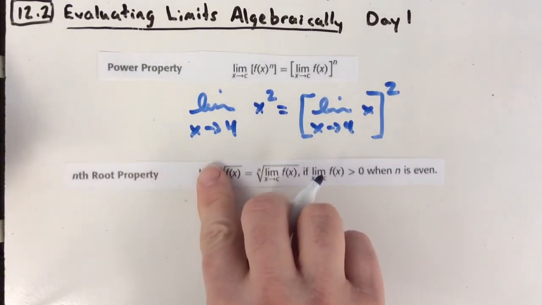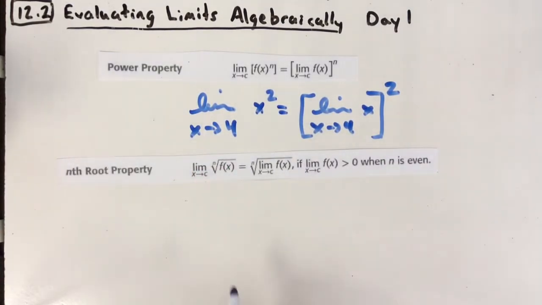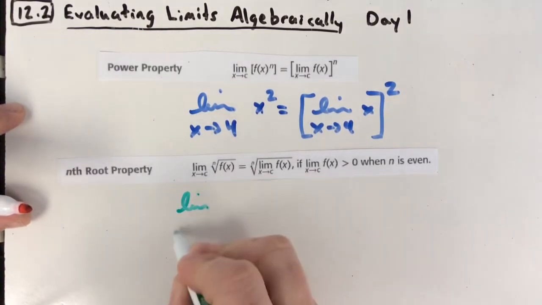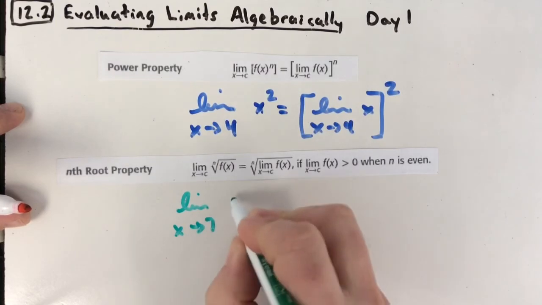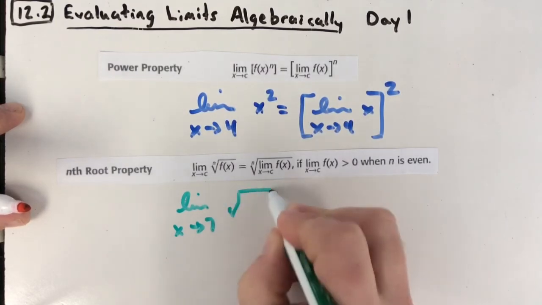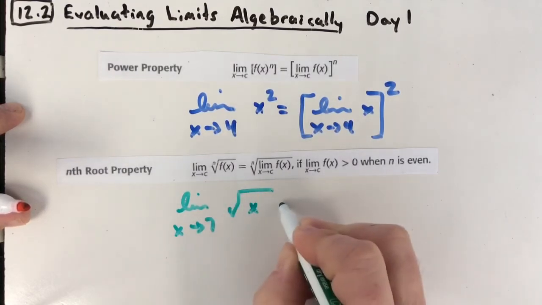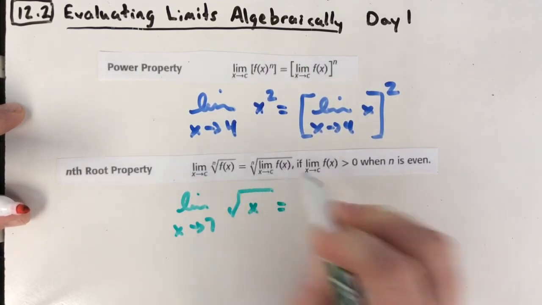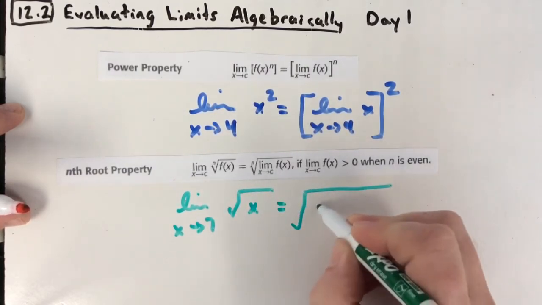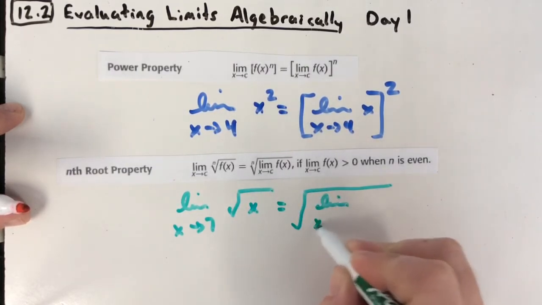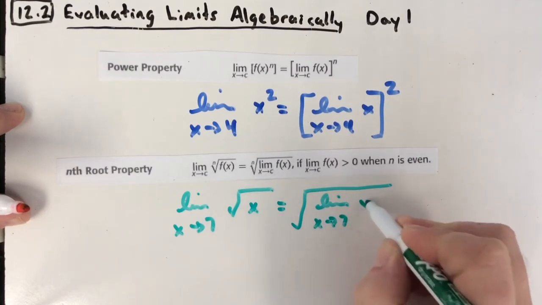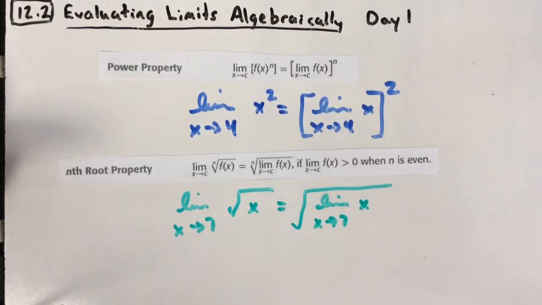The nth root property is similar. We're just dealing with roots instead. So if we did the limit as x approaches 7 of the square root of x, we can put the square root over the entire limit, like that. And that is how you use the nth root property.